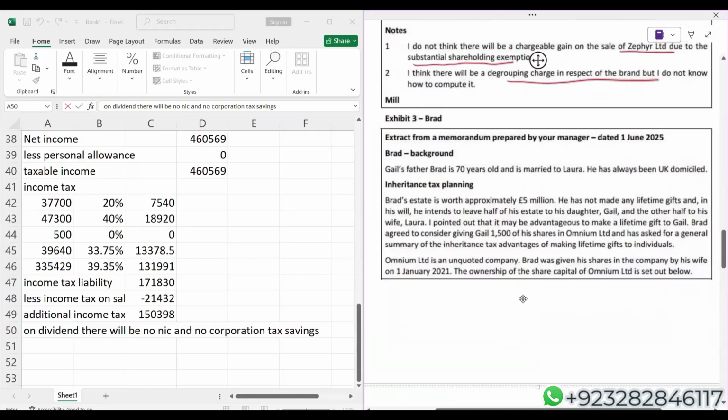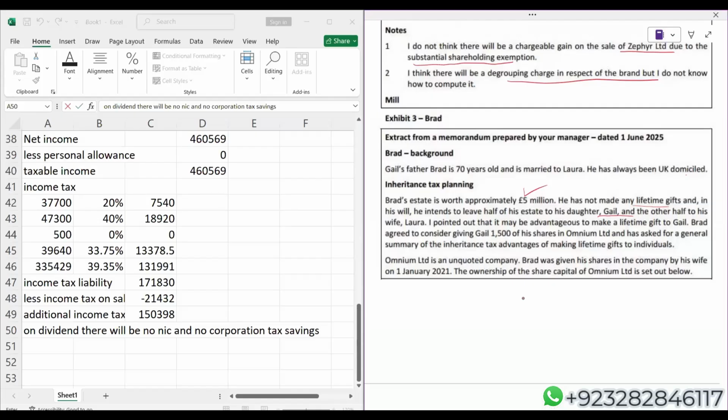Gail's father, Broad, is 70 years old and is married to Laura. He has always been UK domiciled. Broad's estate is worth approximately £5 million. He has not made any lifetime gifts. In his will, he intends to leave half of his estate to his daughter Gail and the other half to his wife Laura.